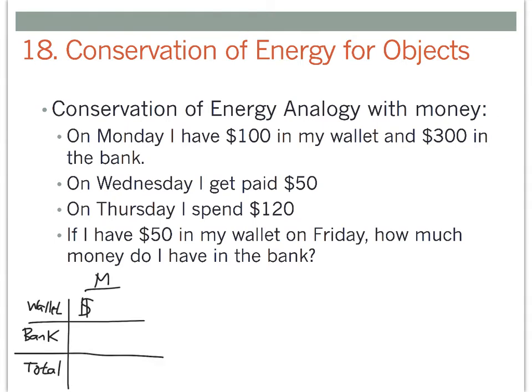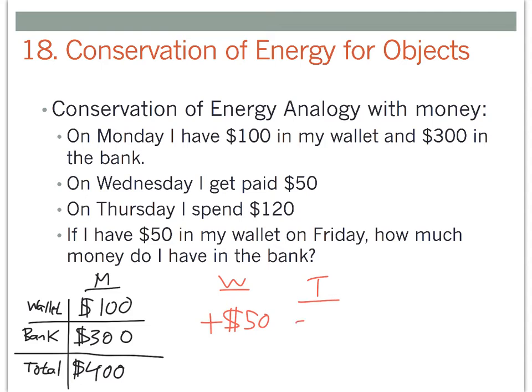So here's our example. On Monday, I have $100 in my wallet, and I have $300 in the bank, which means that the total amount of money that I have is $400, assuming there's no other forms of money that I have. And then two things happen throughout the week. On Wednesday, I get paid $50, so that's going to add $50 to the total amount of money that I have. And on Thursday, I spend $120, and so that's going to take away from the total amount of money that I have.